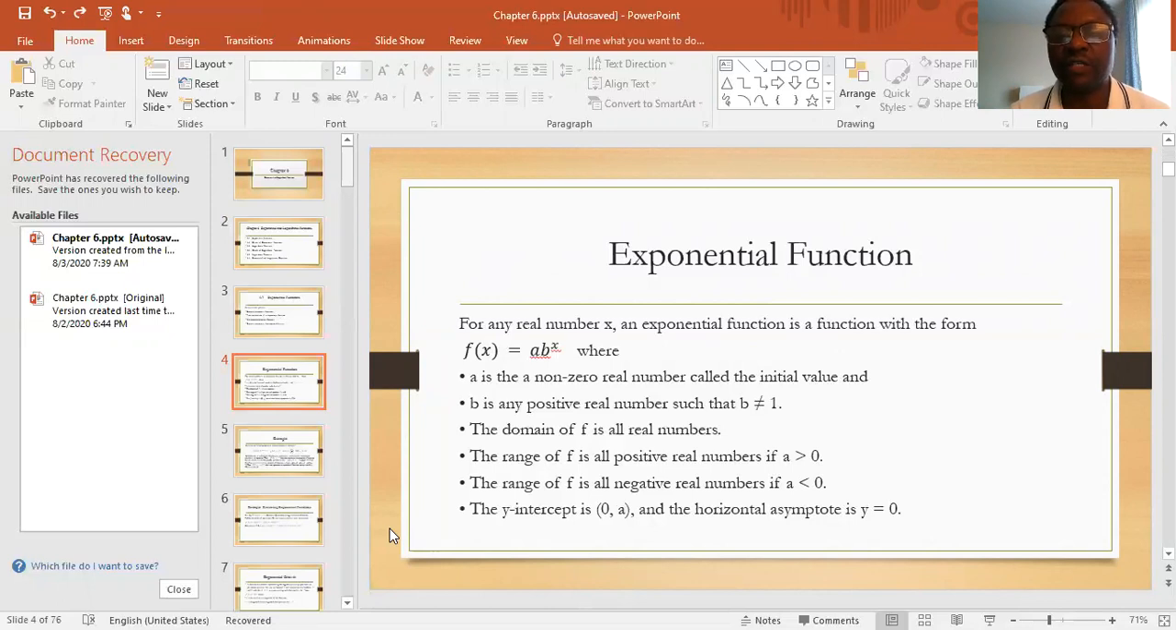The domain of f is all real numbers, and the range is all positive numbers if a is positive, and all negative numbers if a is negative. So a is what determines the range of f. The y-intercept is the point (0, a), because when x equals 0, f of 0 equals a, and the horizontal asymptote is at y equals 0, because if x tends to minus infinity, then y will be 0.